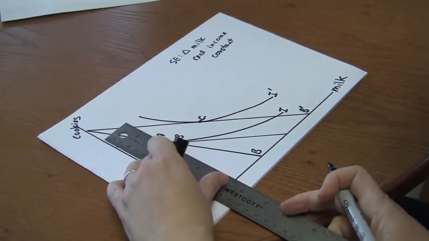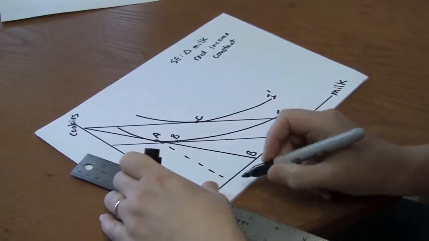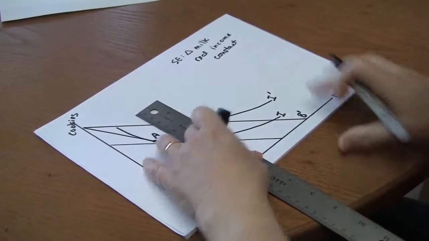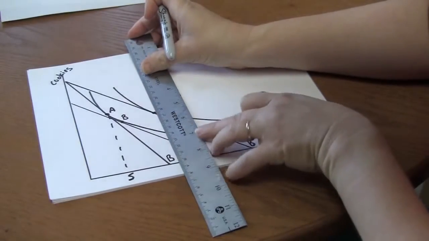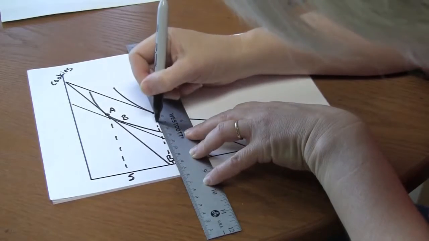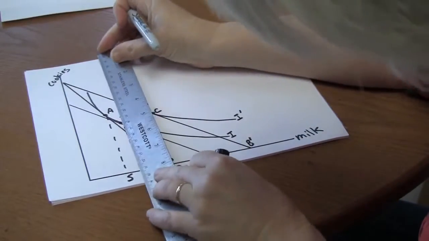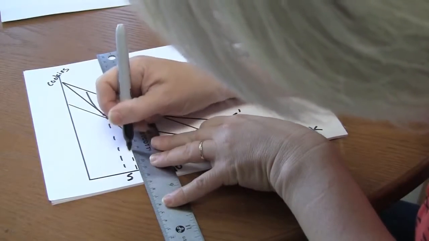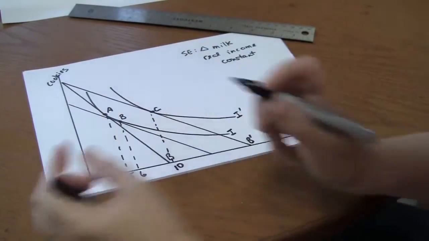Now, the original choice might be something like 5 glasses of milk. Just put it over here so you can see it better. The new choice, something like 10 glasses of milk. And this intermediate point, something like 6 glasses of milk.